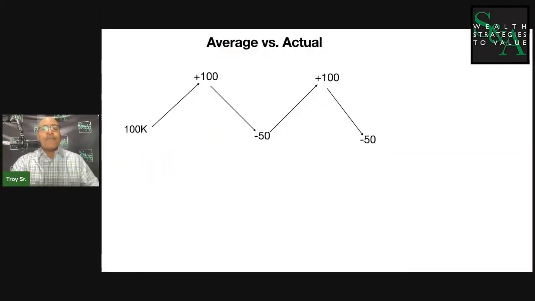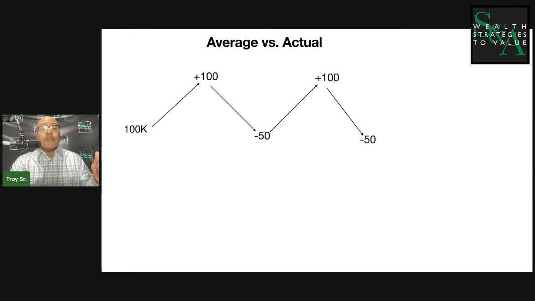So let me open up my little slide here, and I can show you exactly what I mean. Average versus actual. Let's just suppose you gave your financial advisor $100,000 and you said, hey, I want you to invest this money for me and my family, and we're looking for this money to grow. And he says, okay, great. You give him the money, and bang, at the end of the first year, he does a phenomenal job. You have 100% return on your money.